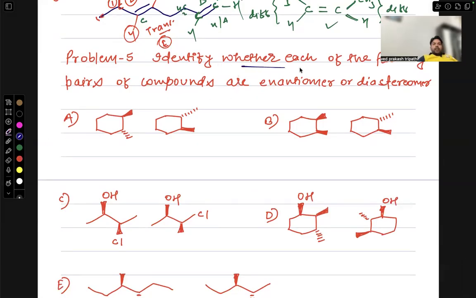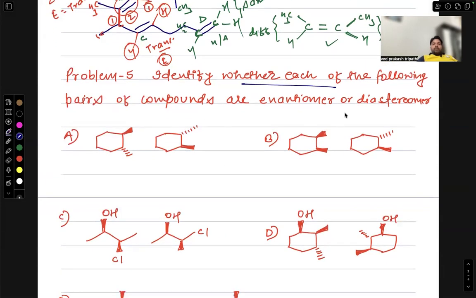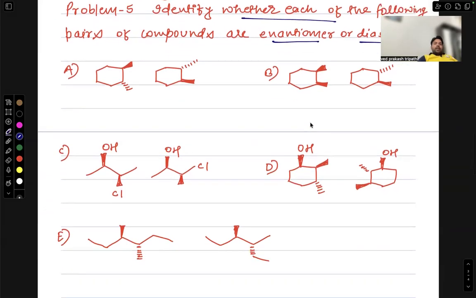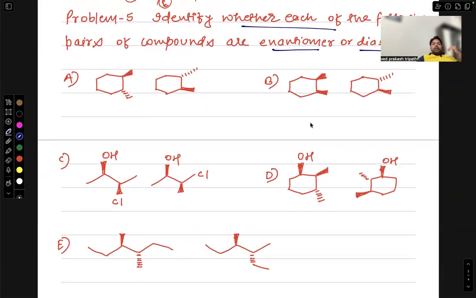Identify whether each of the following pairs of compounds are enantiomers or diastereomers. So we have two rules to figure out the enantiomer and diastereomer. The very first was flipping. If one chiral center remains unchanged and one chiral center has a change, that is called diastereomer. If both the chiral centers have a change, then it would be enantiomer. Change means if wedge becomes dash, dash becomes wedge.